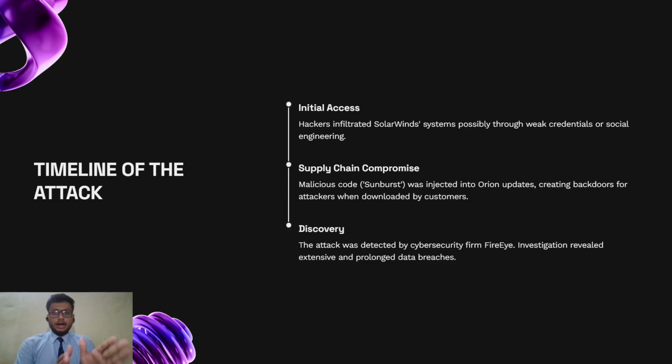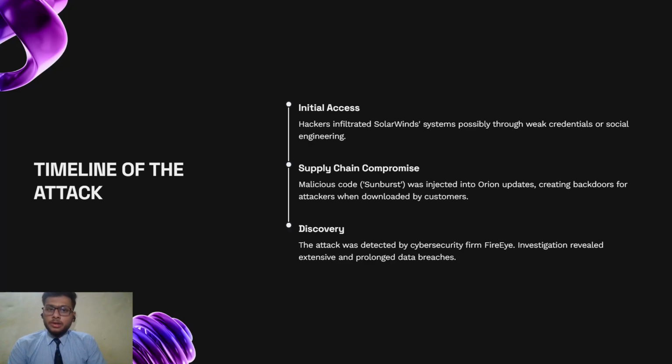So in the initial case, attackers got access to the SolarWinds system, maybe through some weak credentials used by SolarWinds or using social engineering. In the next stage, they injected malicious code like Sunburst into the Orion updates, creating backdoors for attackers. When customers download these Orion updates, the attacker's code like Sunburst also gets downloaded. So this is how the attack happened.